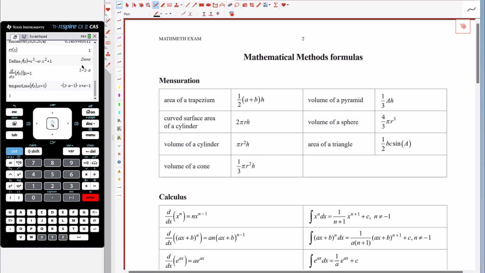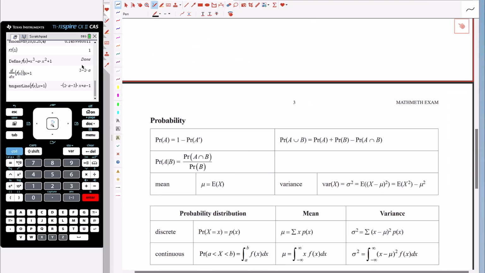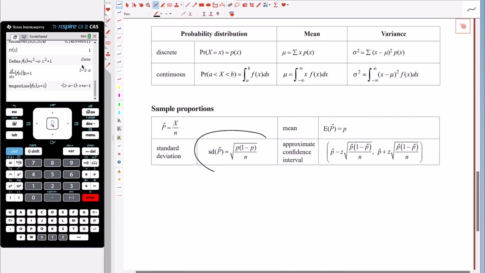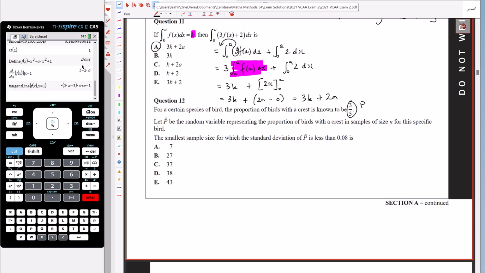We've got our formula sheet with us. Standard deviation of p hat is on the formula sheet. There it is: standard deviation of p hat is the square root of p times 1 minus p on n. Okay, so n is what we're trying to find.